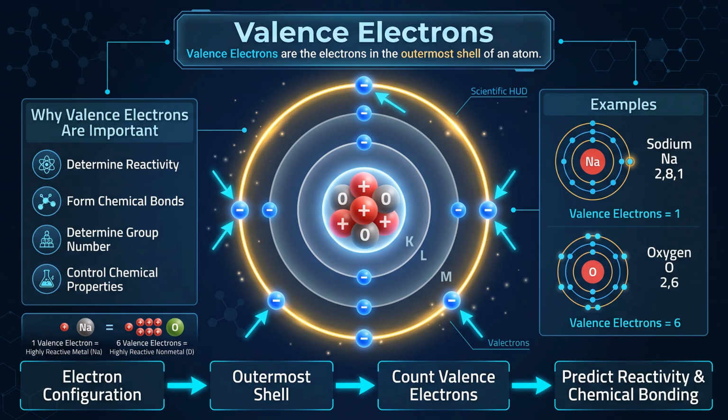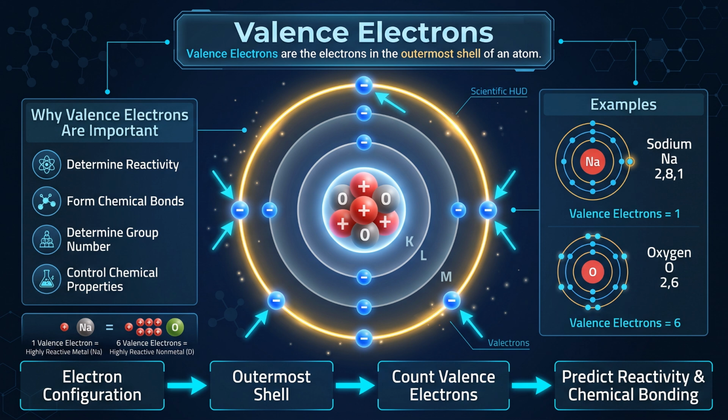Every neutral atom has a specific electron configuration, and the last number in the electron configuration always tells us the number of valence electrons for the main group elements. For example, sodium has the electron configuration 2,8,1. The last number is 1, so sodium has 1 valence electron.